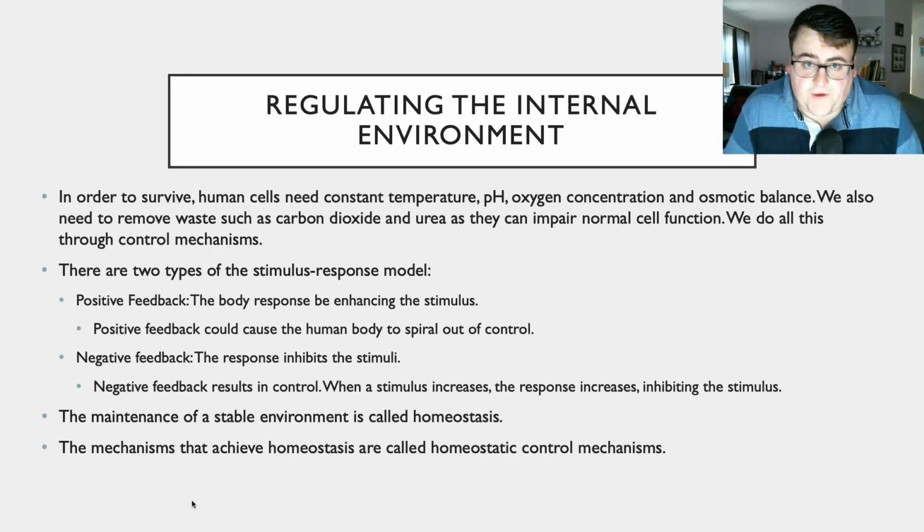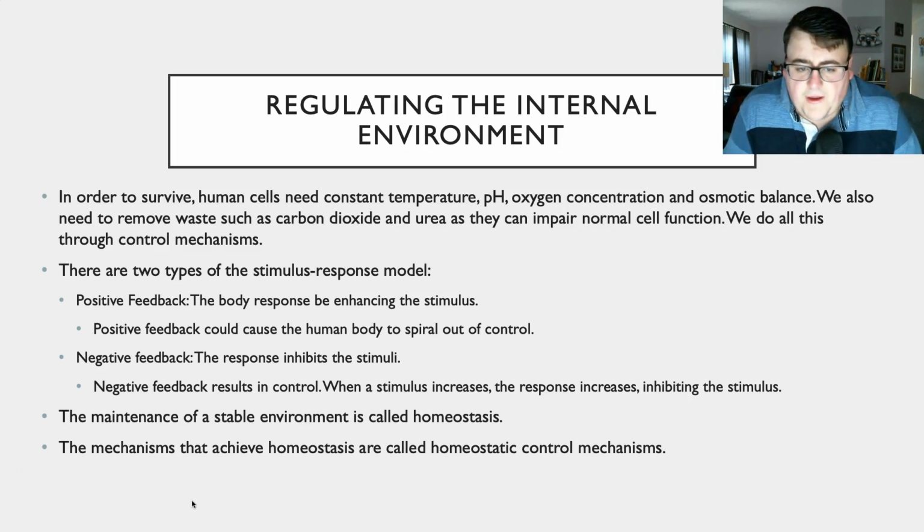So for humans, for example, for us to survive, we need constant temperature, constant pH, constant oxygen concentrations, and we need osmotic balance. We also need to remove the waste from our body, such as carbon dioxide and urea, because if they build up, they can impair our normal cell function. Now we do this through control mechanisms. There are two types of stimulus response model: positive feedback and negative feedback.